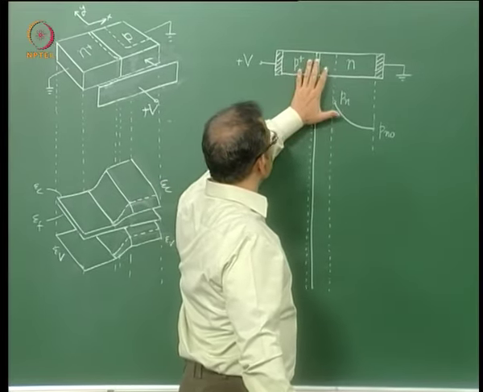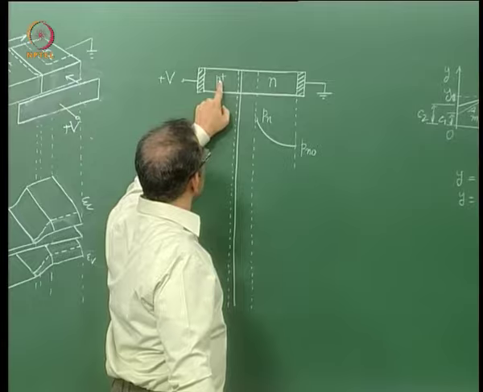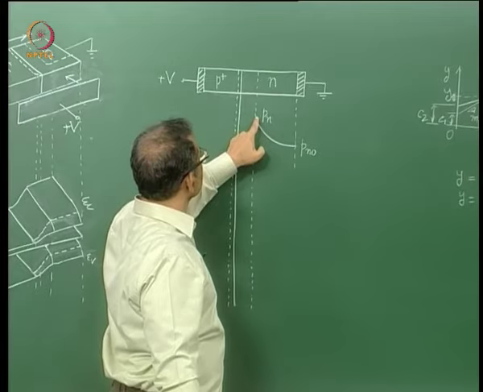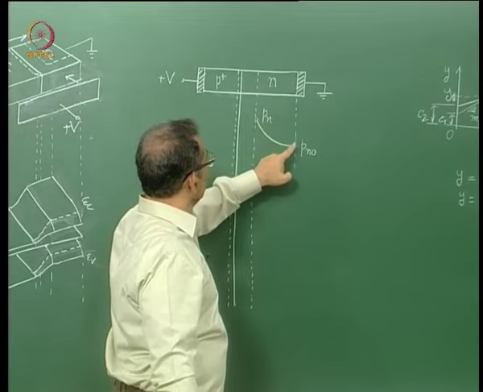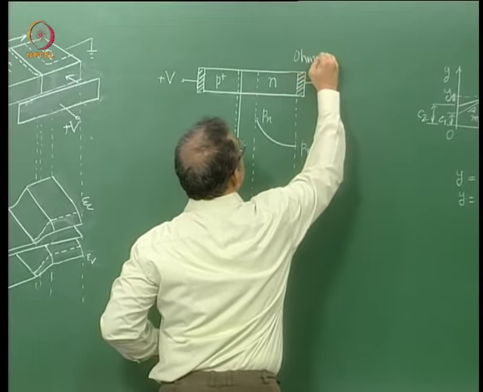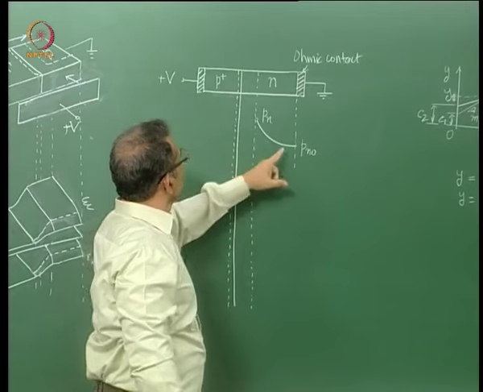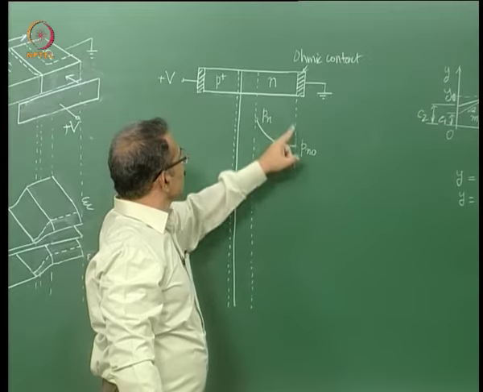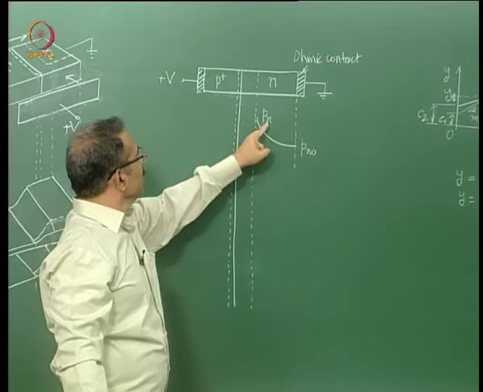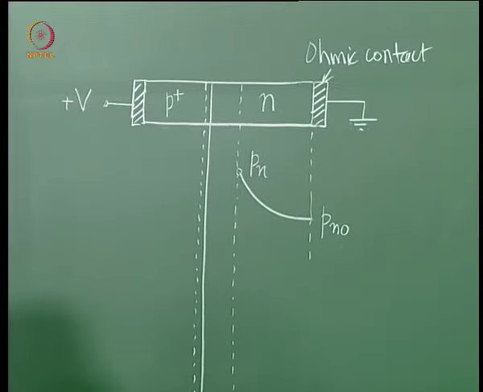Now qualitatively we know that if you apply forward bias to the P region, then the P region will inject holes into the N region. So at the depletion edge the hole concentration will increase. Let us call that concentration Pn. Now at the contact, since this is an ohmic contact, this is also an ohmic contact. So at the ohmic contact the carrier concentration should be equal to the equilibrium value Pn0. We want to know how Pn is related to the voltage. We shall derive this information from the band diagram.